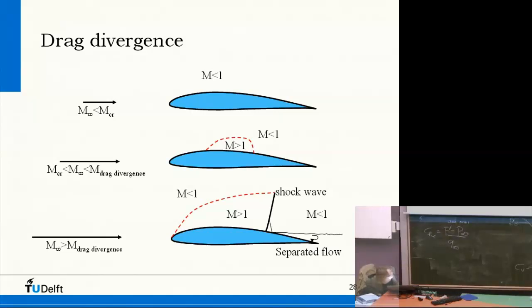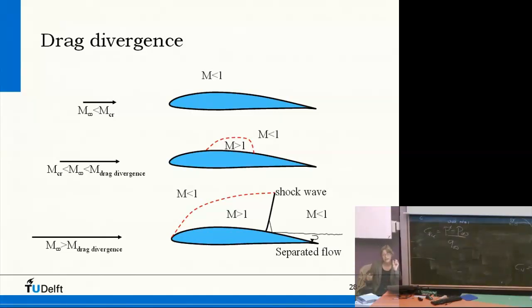Then a few more minutes, eh? Just enough to introduce you to the drag divergence, and then I let you go. I just introduced critical Mach number. Critical Mach number is the Mach number at which we fly for a certain airfoil such that we get a sonic point somewhere. Not a supersonic area, not a shock yet, just a point where the speed is equal to the speed of sound. If I'm below the critical Mach number, I have subsonic flow everywhere. If I'm at the critical Mach number, I have it in one point.